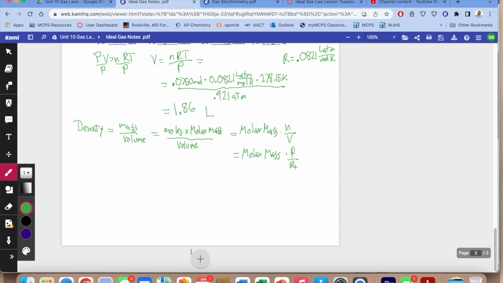And this turns out to be a handy relationship. For one thing, P over RT is constant a lot of the time. And so at constant temperature and pressure, right, molar mass determines density.